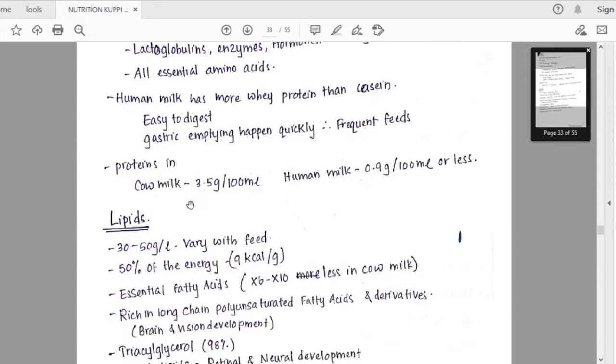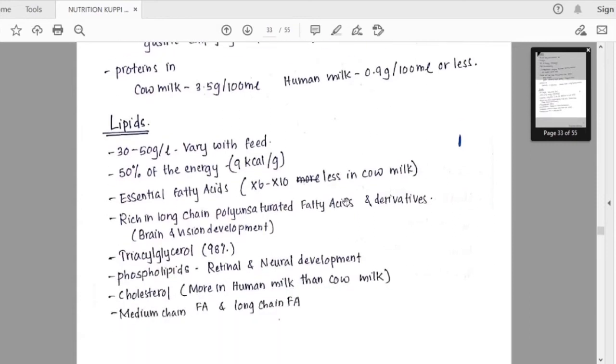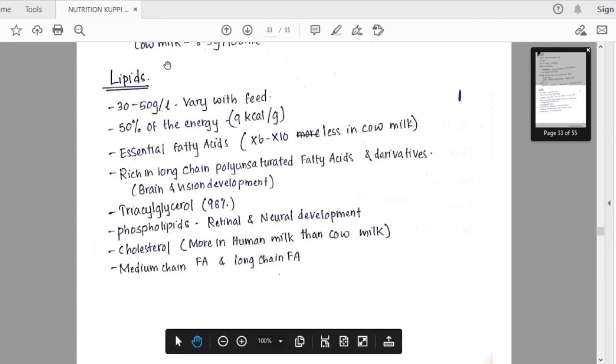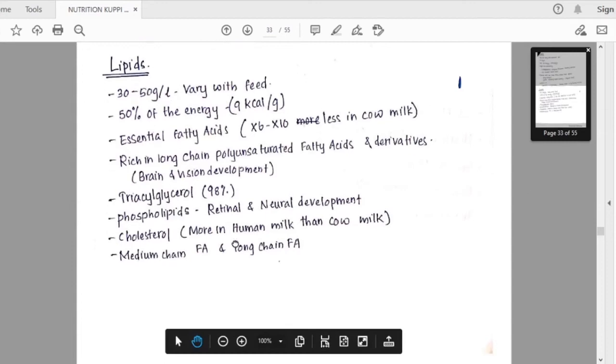Protein in cow's milk is 3.5 grams per 100 milliliters. In human milk, it is 0.9 grams or less per 100 milliliters. But because of its higher bioavailability, it is very good for infants. Lipids, 30 to 50 grams per liter. They vary with the feed, and according to the mother's diet, the lipid content in milk can change. 50% of the energy is derived from lipids.